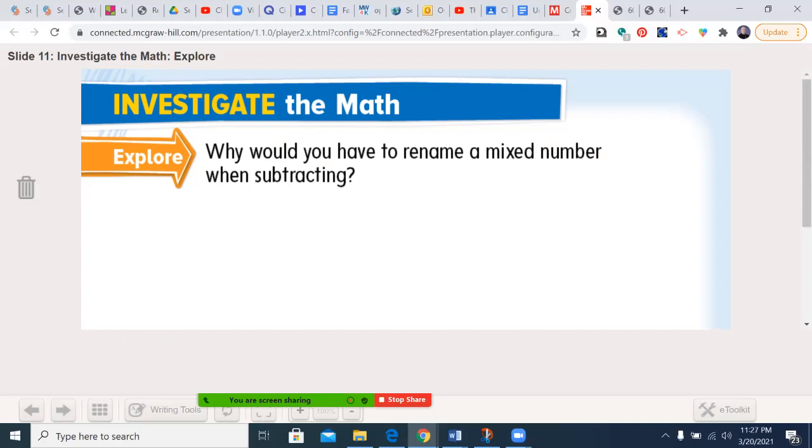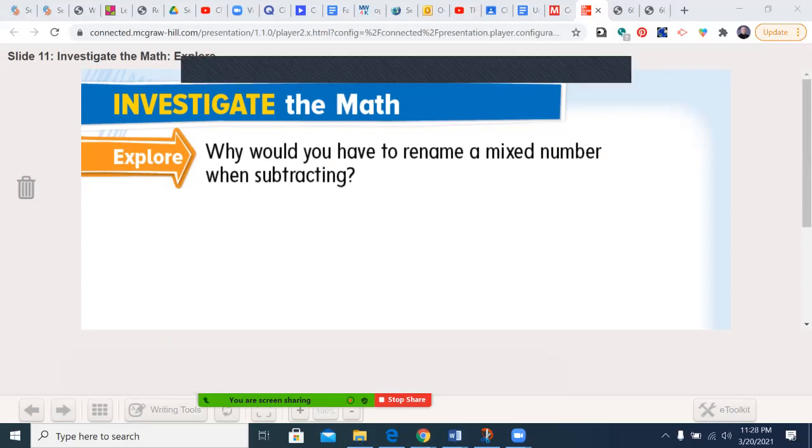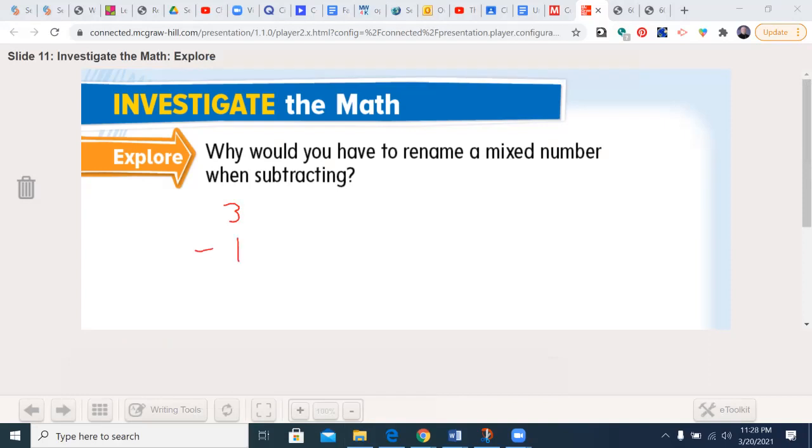Let's begin on this page here. Why would I have to rename a mixed number when subtracting? Well, have you ever tried to get something from nothing? I can't subtract 1/2 on the fraction piece of this from 0. So what I need is to regroup. And that part's going to stay the same. Now what do I do?